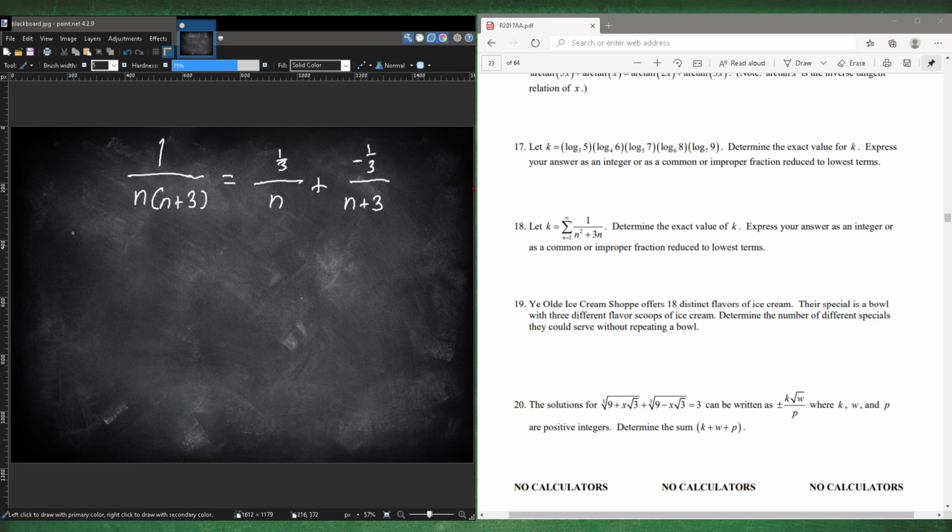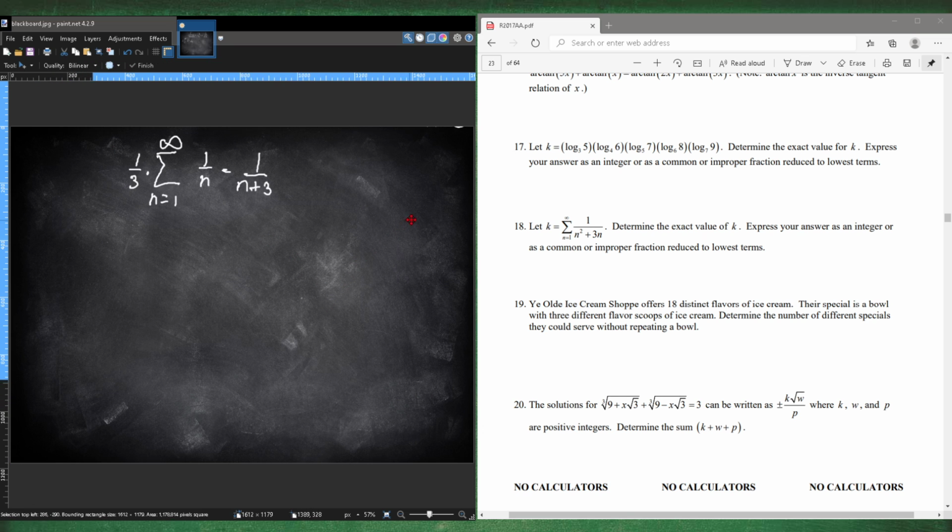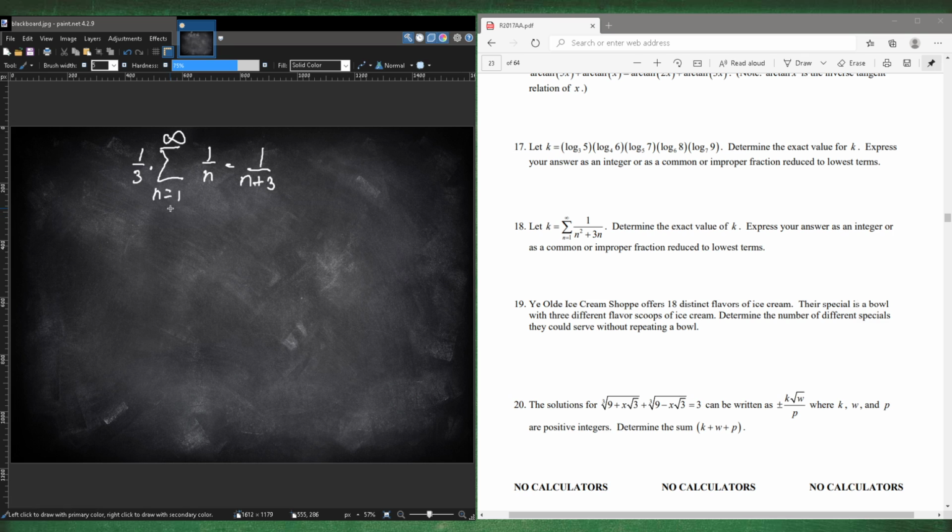So then when we cross multiply, it just simplifies to this. So we just need to find the summation of n equals 1 to infinity of this, and I'm going to distribute out the 1/3. So this is just 1 over n minus 1 over n plus 3. Now we're able to see some kind of pattern if we start listing out some possibilities. Let's say n is equal to 1. So that's just 1 minus 1/4.